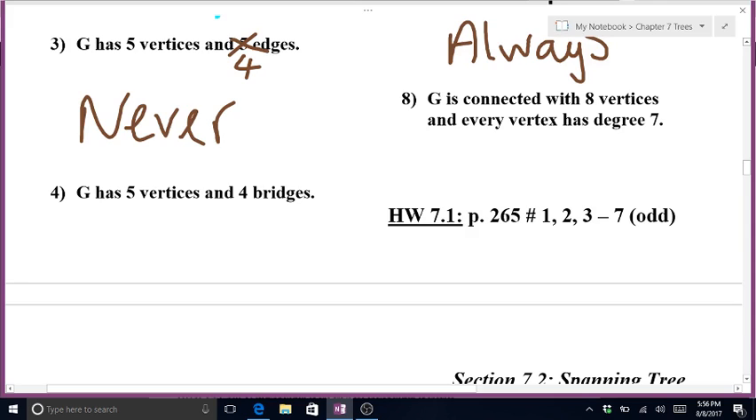Number 4, G has 5 vertices and 4 bridges. Okay, 5 and 4. Remember, bridges is another word for edge. It's a specific word for edge. So 4 is 1 less than 5, and they're specific. They tell us it's a bridge. So this is an always.